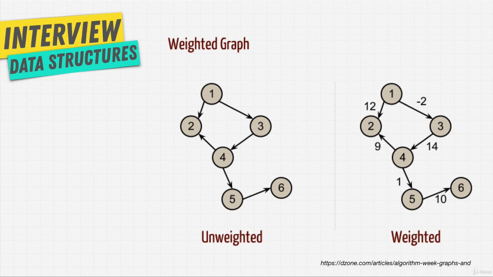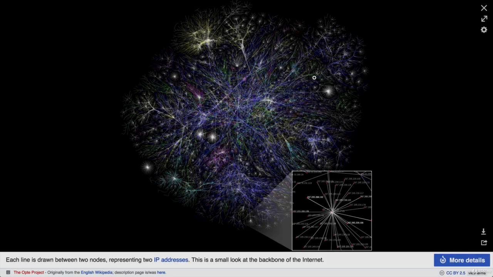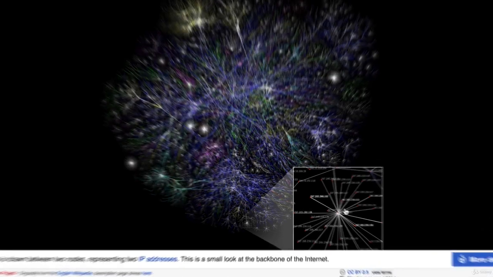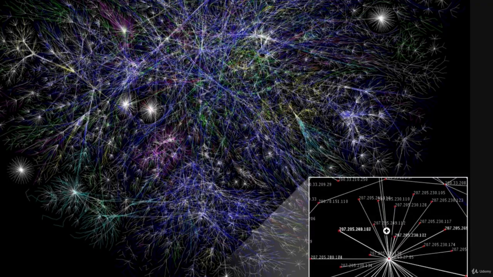So now that we understand a few ways to describe graphs, let me show you my favorite graph of all time. This is my favorite graph. It's by the Opte project, and it is a partial map of the internet. If you look here, you see that we have IP addresses connecting to IP addresses, and these are all nodes connected to create the internet. Pretty spectacular, right? That is the best example of a graph.